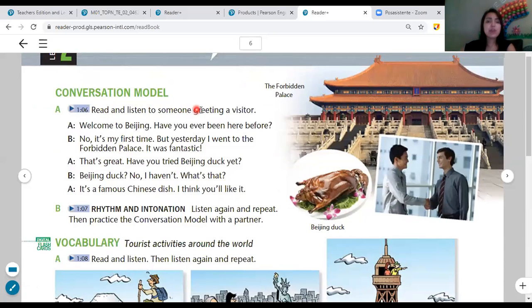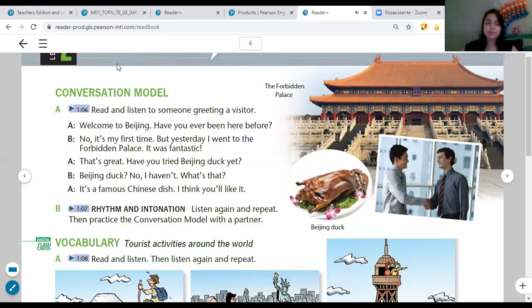Read and listen to someone greeting a visitor. Greeting means saying hello. So, as we can see here in the picture, this is an Asian. Oh, it's China. Yes, it's China. And here is the native and he is greeting the visitor. This is the tourist. Look, the visitor. So he is saying hello, welcome. That is the meaning of greeting.